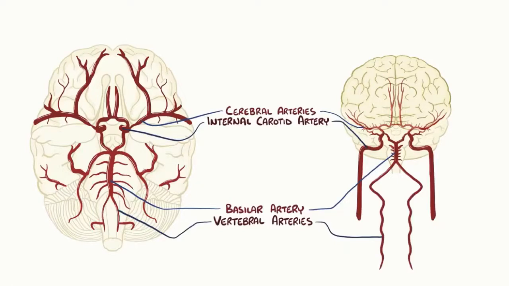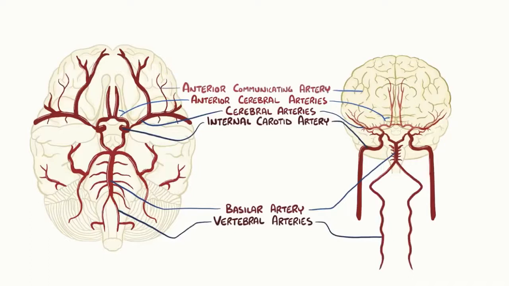Each of the internal carotid arteries also gives off branches called the anterior cerebral arteries, which serve the medial portion of the frontal and parietal lobes, and connect with one another with a short little connecting blood vessel called the anterior communicating artery. Meanwhile, the vertebral arteries and basilar arteries give off branches to supply the cerebellum and the brainstem.